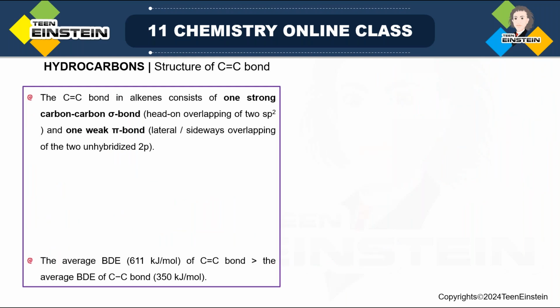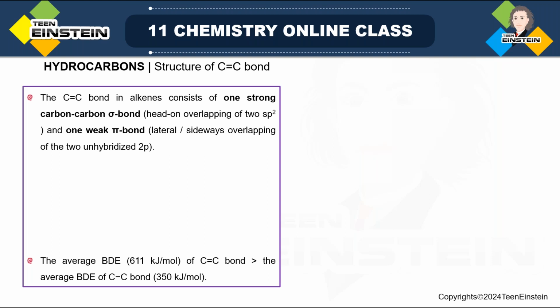Now we have the next topic, structure of the C=C double bond. Now you may be thinking we have not discussed anything special about the structure of alkane, but now the difference is you have one pi bond extra, so that we need to understand. And because of this pi bond, the properties of alkenes are completely changed compared to alkanes, right?